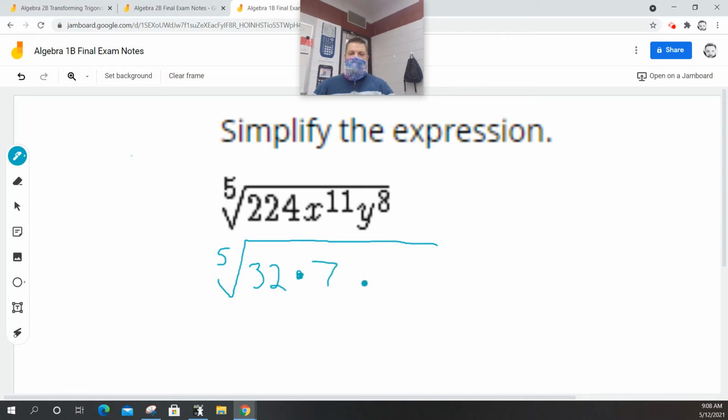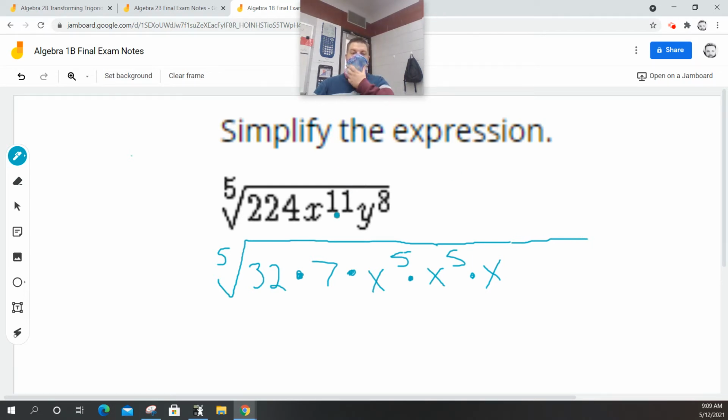times 7 times, now how many x's do I have? It's x to the 11th power, right? That's like saying I have 11 x's, right? X times x times x times x, 11 times, right? But watch what I do. I'm going to separate that into x to the 5th power. How many x's do I have left if I have x to the 5th power? 6. That means I can pull out one more x to the 5th power. How many do I have left? Just 1. You guys remember that from January?